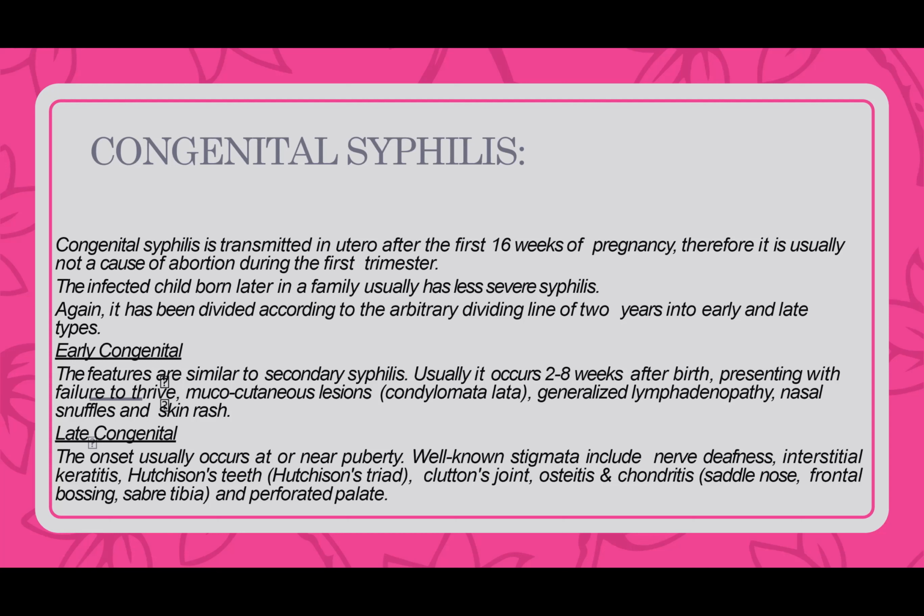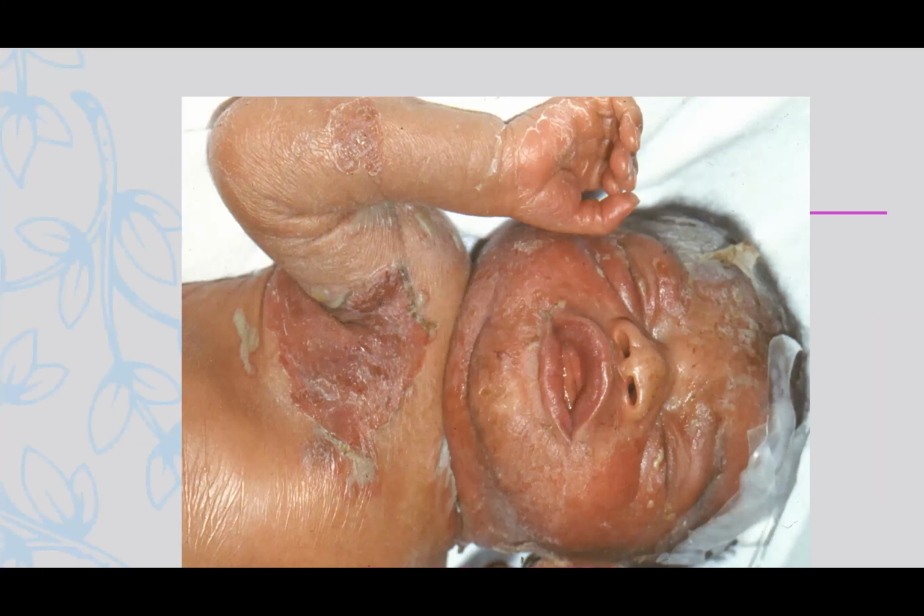Late congenital, the onset usually occurs at or near puberty when stigmata include nerve deafness, interstitial keratitis, Hutchinson teeth, which is Hutchinson triad, then Clutton's joint, osteitis, and chondritis, which includes saddle nose, frontal bossing, and saber tibia, and perforated palate. You can see the picture of the baby born with syphilis.